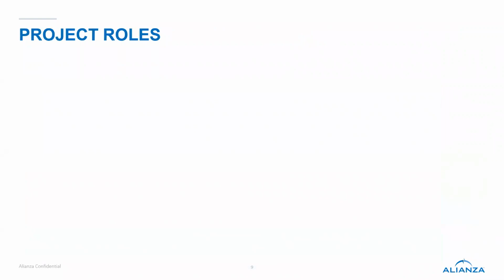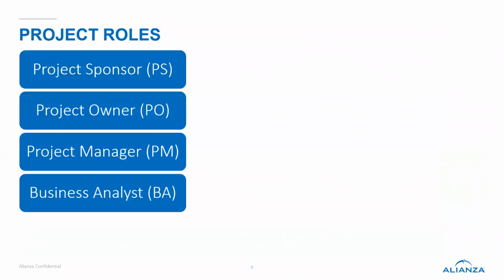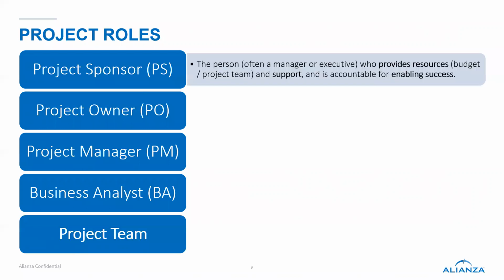Okay, so that's the theory part. Let's talk a little bit about some of the functions, like project roles. There's a project sponsor, project owner, project manager, business analyst, and project team. There are lots of other roles, but these were the ones I thought were most relevant for us here at Alianza. The project sponsor is the person, often a manager or an executive, who provides resources like budget and project team and support, and is also accountable for enabling success. This is like Coop for the onboarding project or Clint for our product and development process improvement project. These are the high-level executive team peeps.